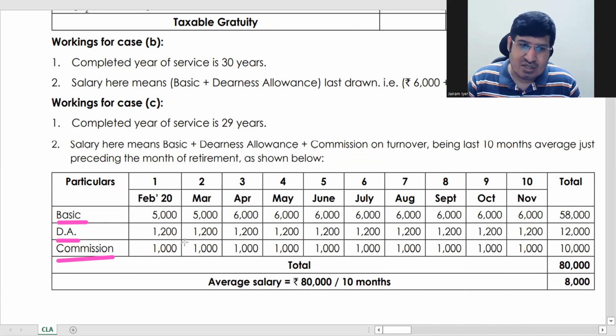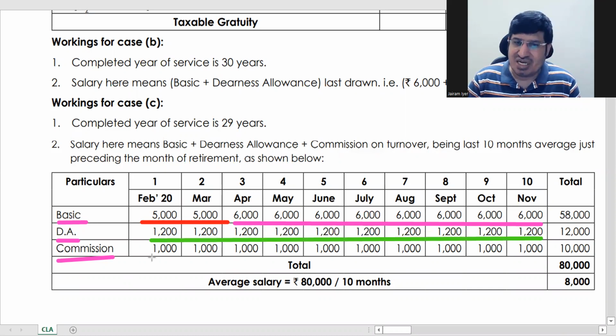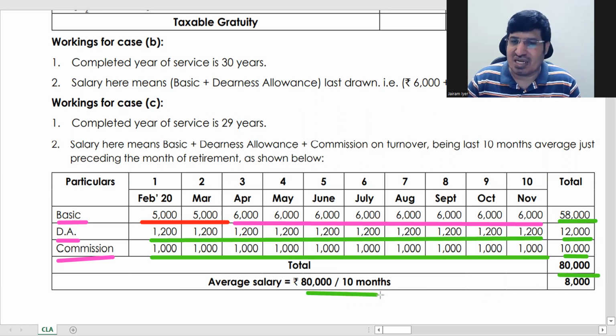So now basic salary is what we have to see. From April to November is 6,000, what is given in the problem. Before that, it is 5,000, February and March. Other two things are the same. There's no increment there, so your DA is the same throughout, whatever is given in the problem. And commission we have to compute: 1 lakh is the sales given and 1% is the commission, so this becomes 1,000 commission. Just add this and we get the totals. You add all this, the total we have got is 80,000. Divided by 10 months, you will get the average salary for 10 months.